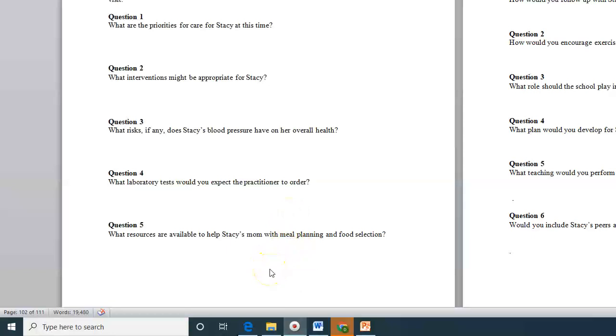And what resources are available to help Stacy's mom with meal planning and food selection? I think a dietitian, either at the school or even at the hospital, okay? All right, let's go to part C.